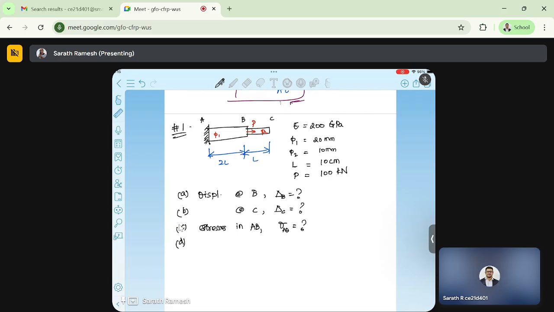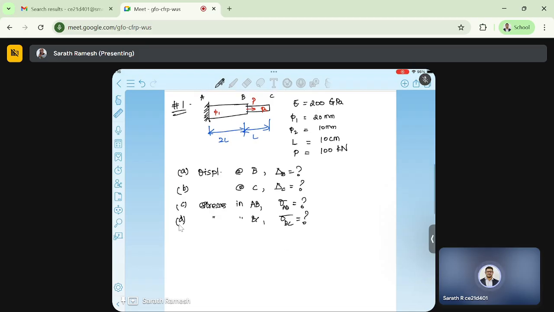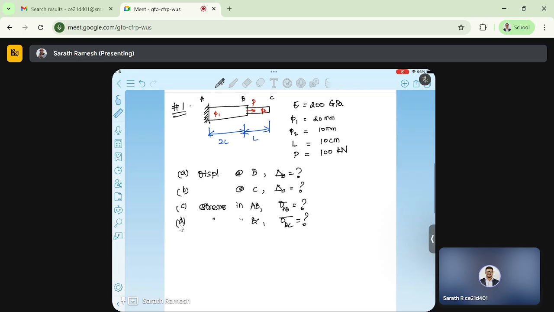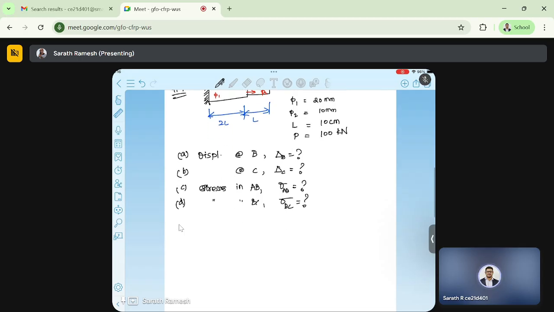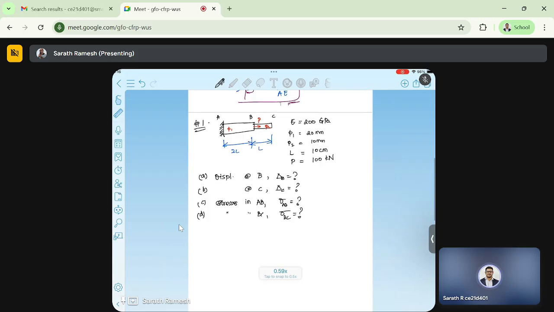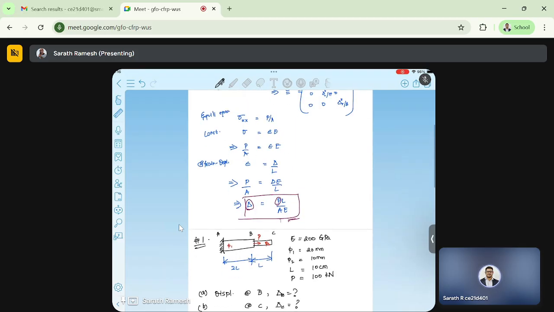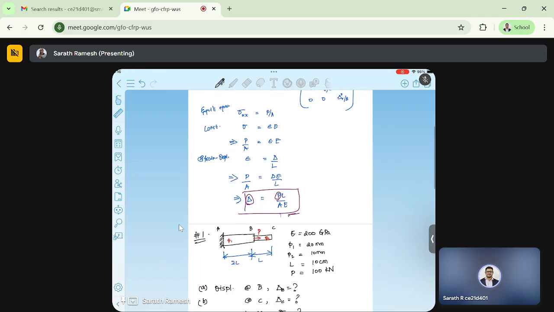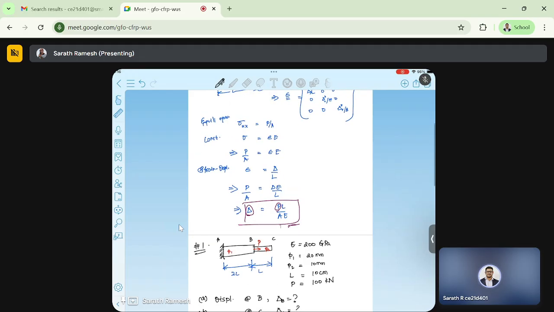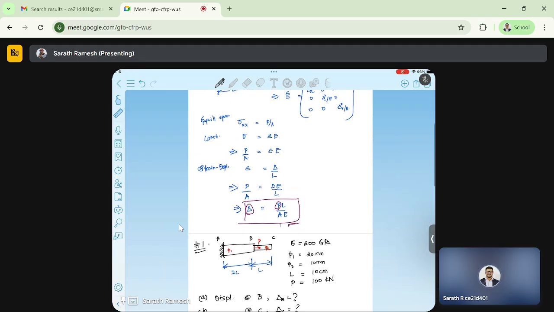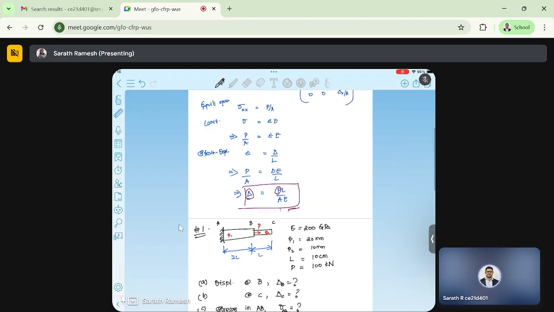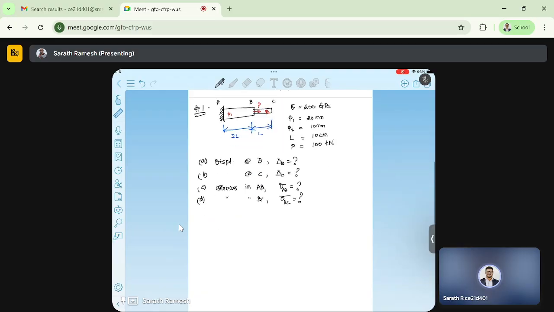And stresses in BC portion, sigma BC equal to what? Okay, these four questions we need to find, right? So that's it. Now, how to solve? Actually, we go step by step. We write the equilibrium equation, then the constitutive relation, then strain displacement, then the compatibility condition to solve the problem.